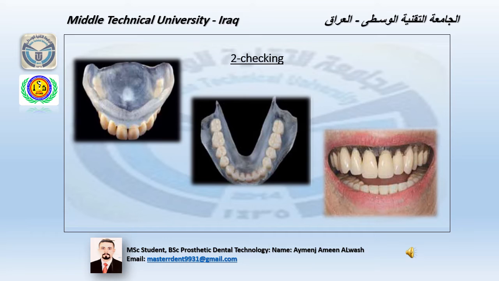Number 2, checking. The clear resin block used with the first CAD fabricated.